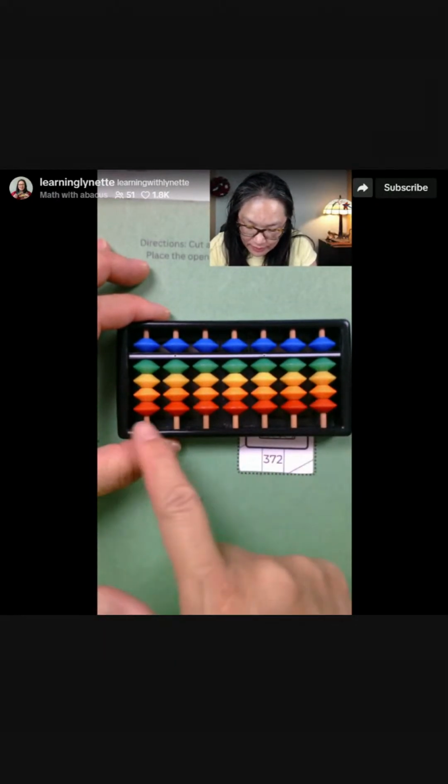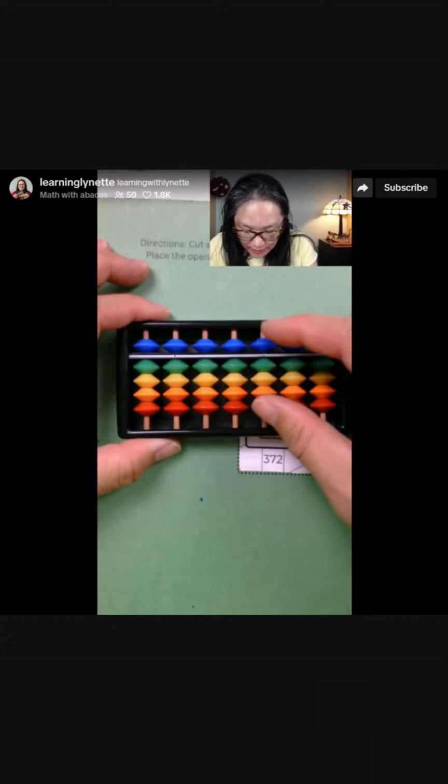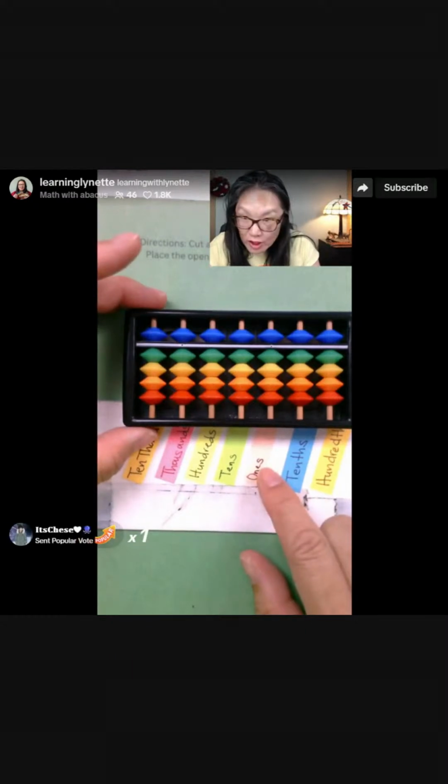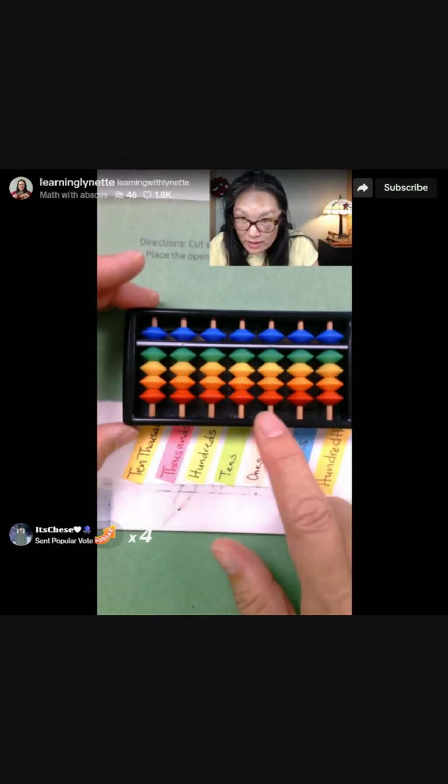9, 9, 9. And when we look, we have our place value. Every column is a place value. So my ones, my tens, my hundreds, my thousands, my 10,000.